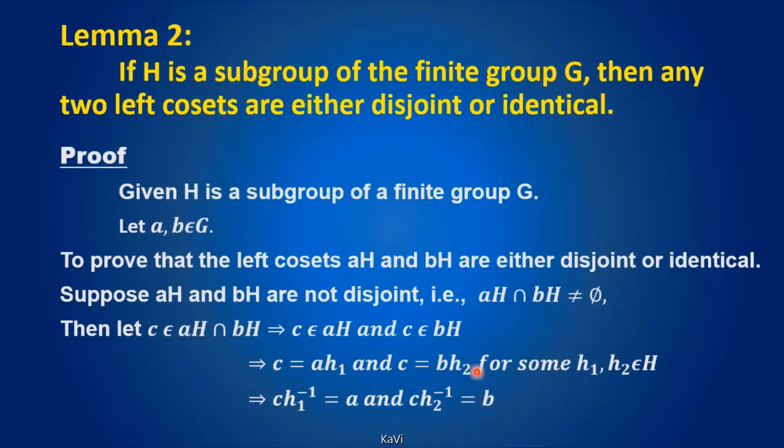Now our aim is to prove that AH is equal to BH, because we have taken that they are not disjoint, so we have to prove that they are identical. For that we should prove that AH is equal to BH. Regularly, when you are considering two sets and claim that they are equal, you have to prove that one set is contained in the other and the other set is contained in the first set. So likewise we shall prove.